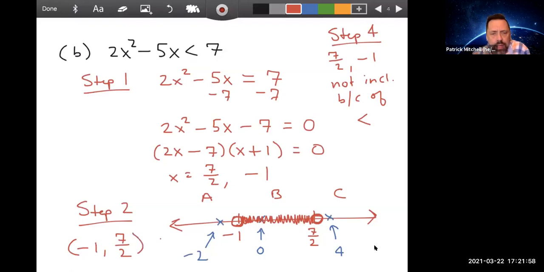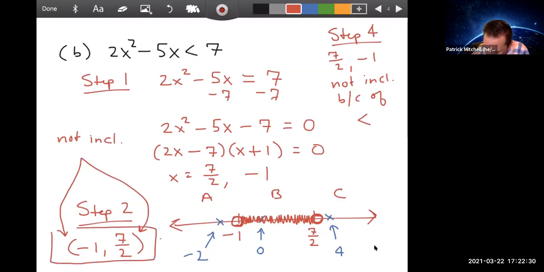I should have made a bigger deal about this maybe in the first example. Recall that when you write interval notation, you use parentheses if the number is not included. Okay. In the next example, you're going to see what to do if those numbers are included. But in the meantime, the solution set for this inequality is all real numbers between -1 and 7/2.